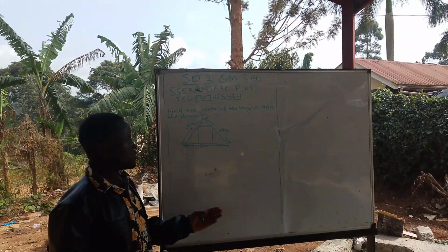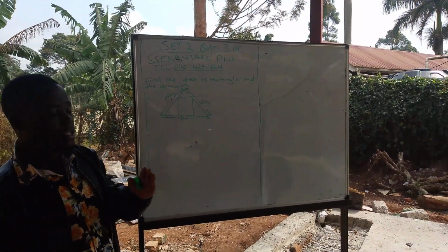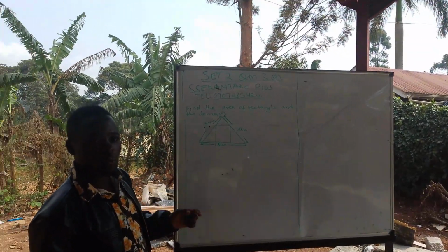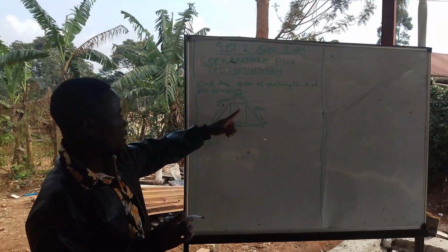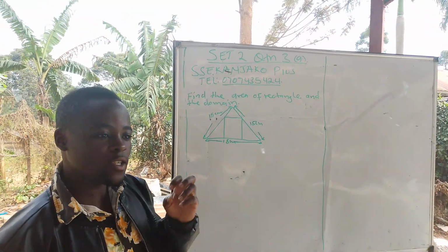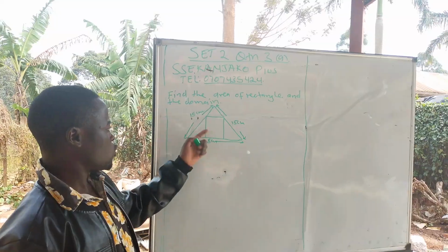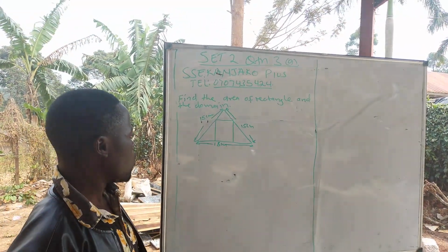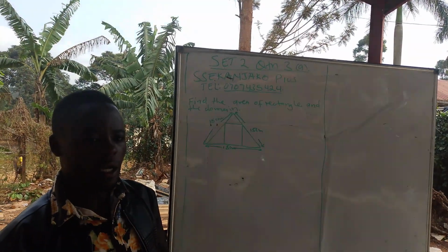So I'm going to take you through this question. The question is saying find the area of the rectangle and the domain. Our rectangle is inside the triangle, but the rectangle is inscribed inside the triangle. So it's saying find the area of the rectangle. How are we going to get the area of the rectangle?